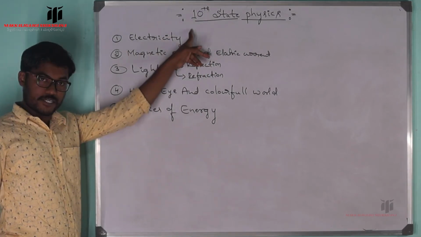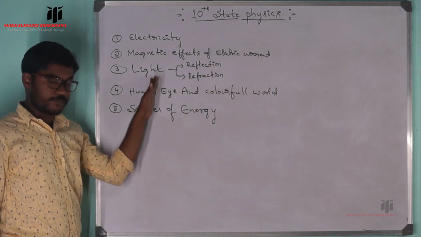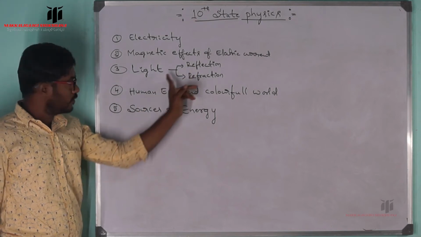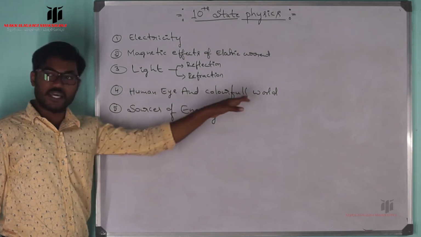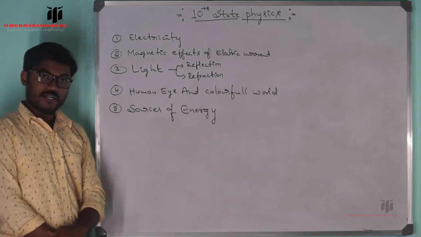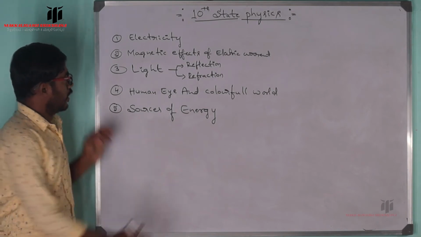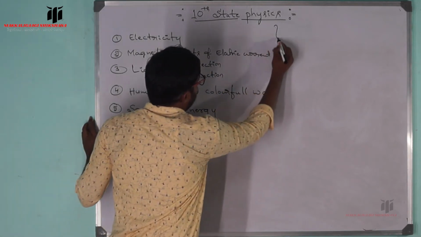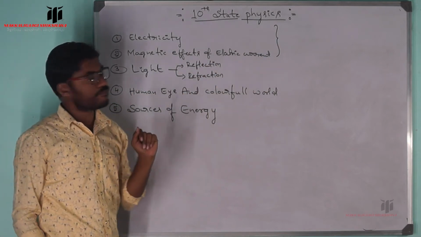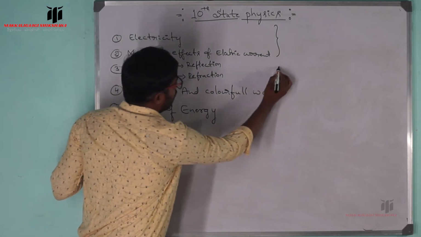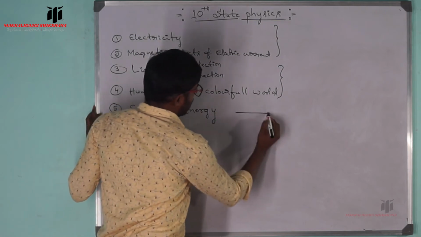The first one is electricity, the second one is magnetic effects of electric current, the third one is the light chapter. In this we will discuss two parts: one is reflection and another is refraction. The fourth one is human eye and colorful world, and the fifth one is sources of energy. According to the syllabus, they classify electricity and magnetic effects of electric current as the first theme, light and human eye as the second theme, and sources of energy as another one.